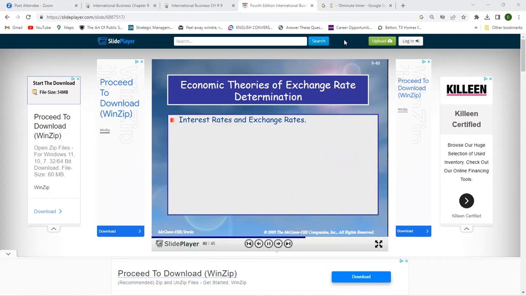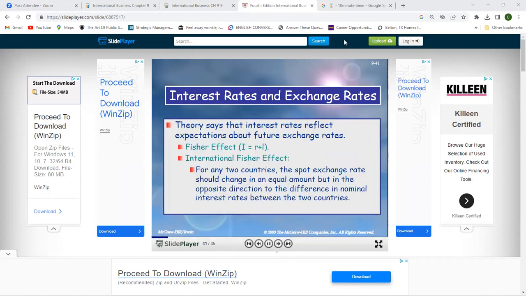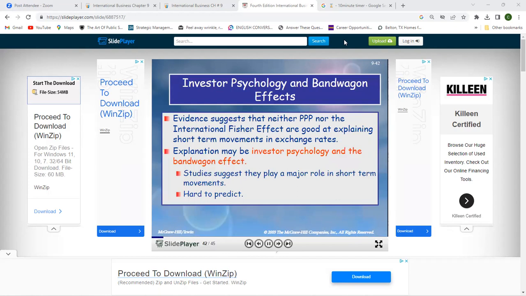And interest rates and exchange rates here. Theory says interest rates reflect expectations about future exchange rates. The Fisher effect, the international Fisher effect for two countries: the spot exchange rate should change by an equal amount but in the opposite direction to the difference in nominal interest rates.